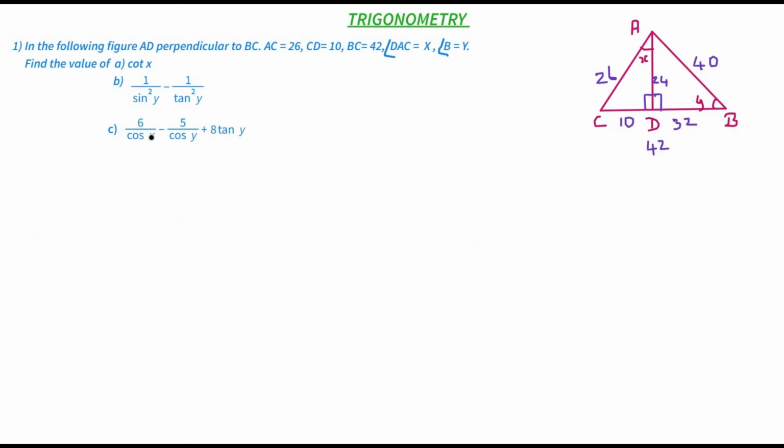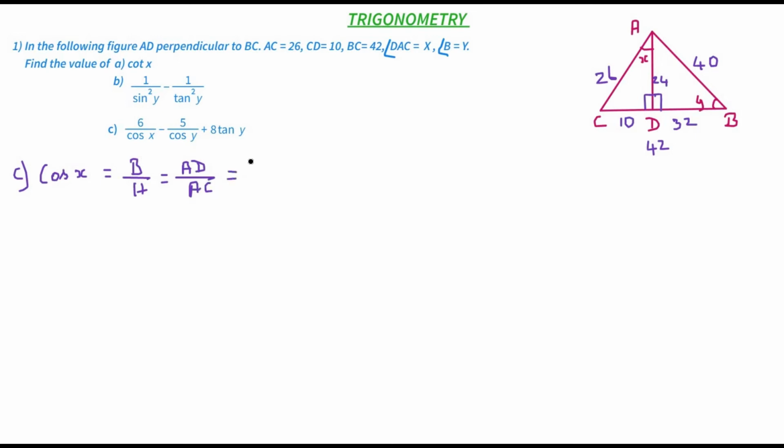Now we need to find out the value of cos x. So let's find the value of cos x. So cos x is equal to, so what is the formula for cos? Base by hypotenuse, right? So here the reference angle is x. The base is AD and our hypotenuse is AC. So what we will write here? AD by AC. So what is the value of AD?